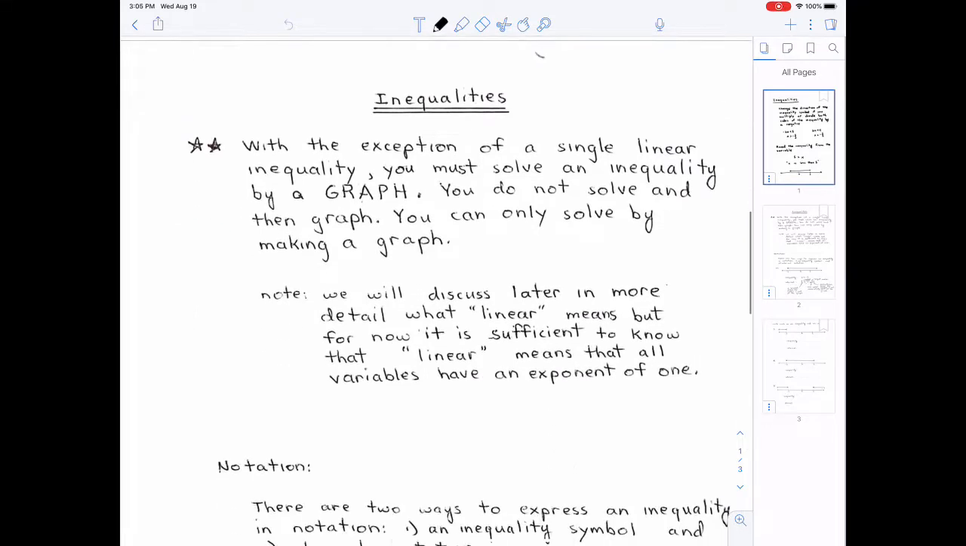Okay, what am I going to tell you about solving inequalities that's new? With the exception of a single linear inequality, and I mean exception of a single linear inequality, and I'll tell you what that means in a second, you must solve an inequality by graphing. You don't solve and then graph, you solve it by graphing. Now, a single inequality, that should be pretty straightforward. I'm going to scribble some stuff here. You don't need to write it down.